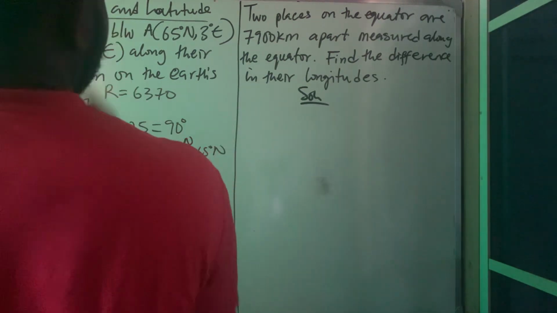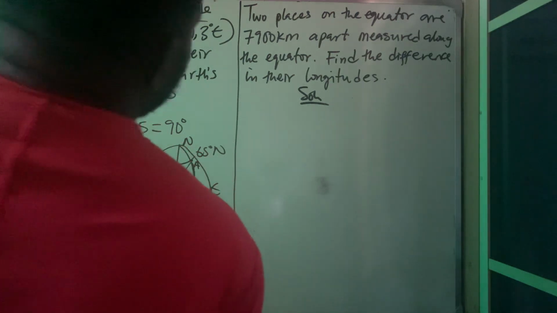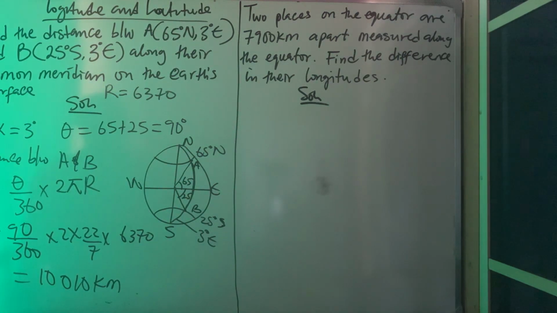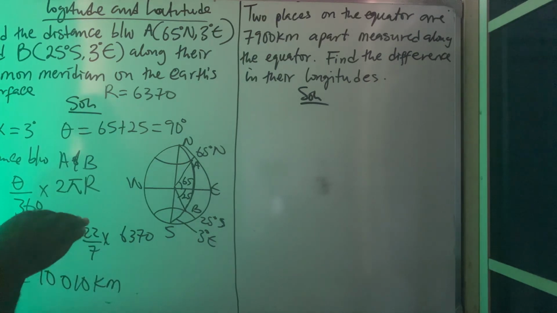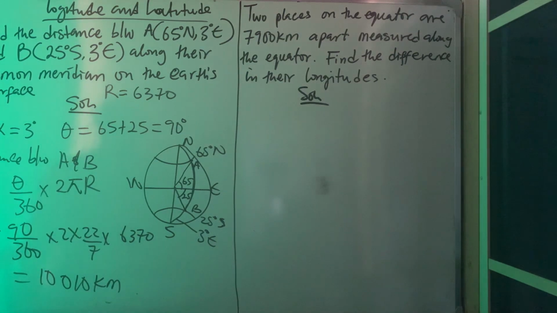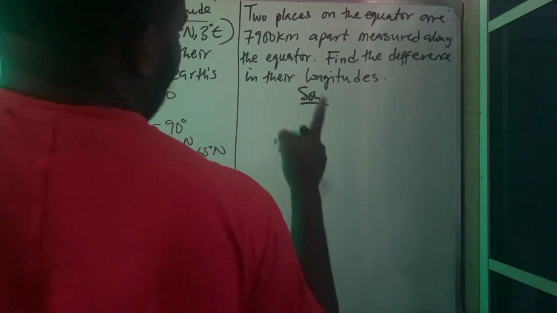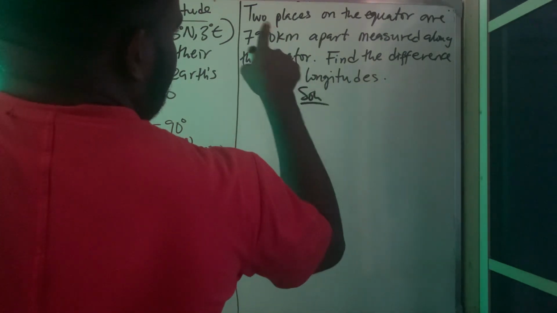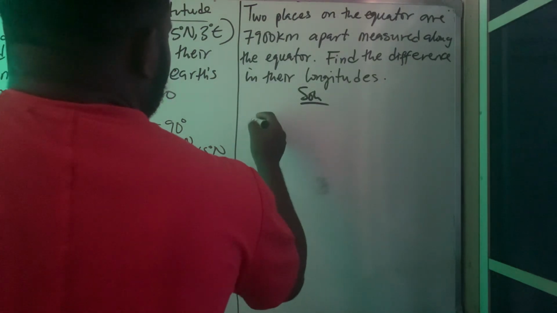Okay, so I now have that they say 2 places on the equator are this apart. Find the difference in the longitude. The difference in the longitude is the angle between them. It is called angular difference. Yes, angular difference. It is the angle between them. So we're going to have that the distance on the longitude, don't forget that distance on the longitude is called distance on a great circle. I told you that.